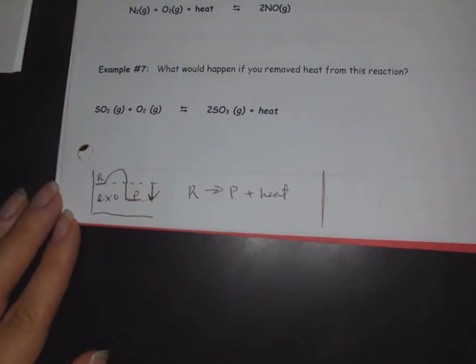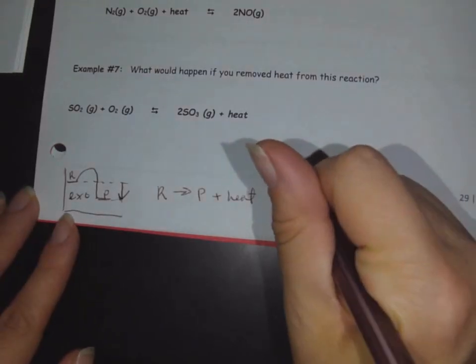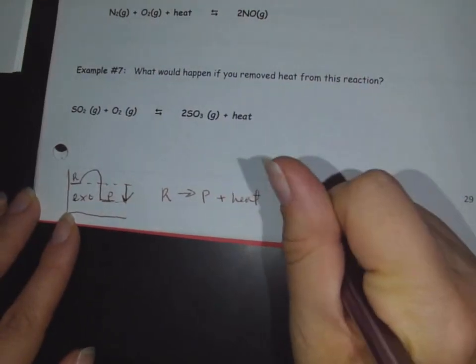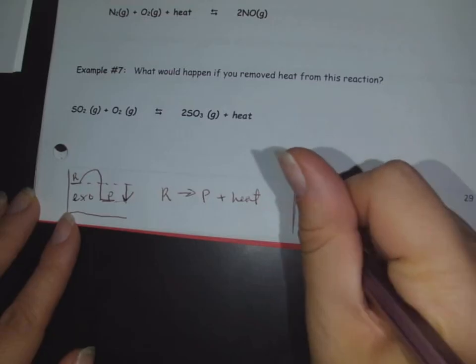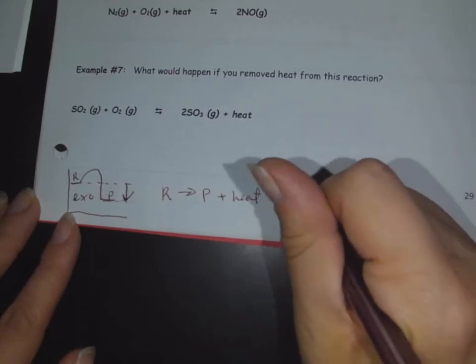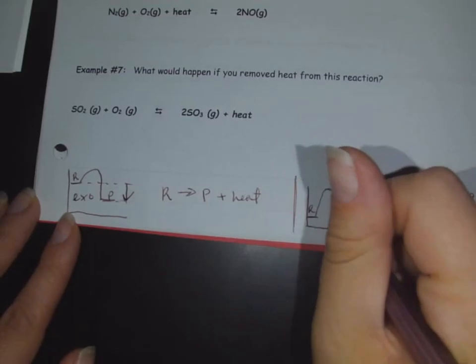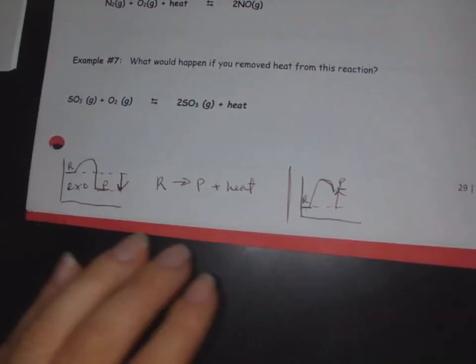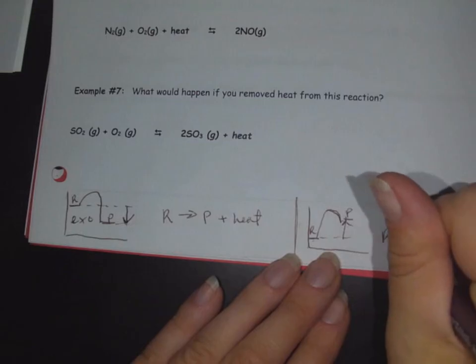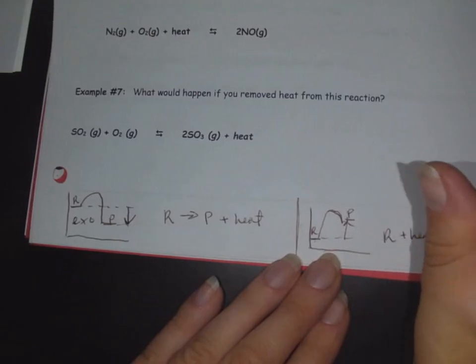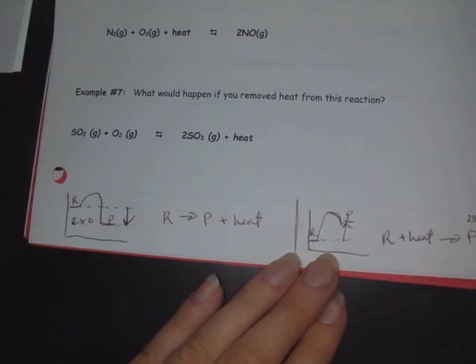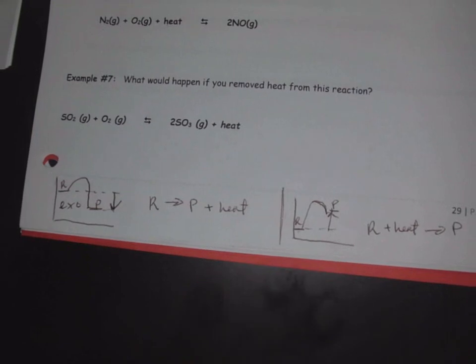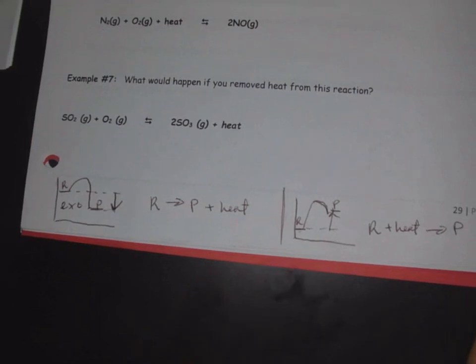So endothermic is the opposite. When we have our energy diagram and reactants were lower energy and products were higher energy, it had to gain energy to get to the products. And so the way that would look is you would have reactants, but we have to add heat before they turn into a product. Okay, so if you look at number 5, find heat. Is it on the reactant side or the product side?